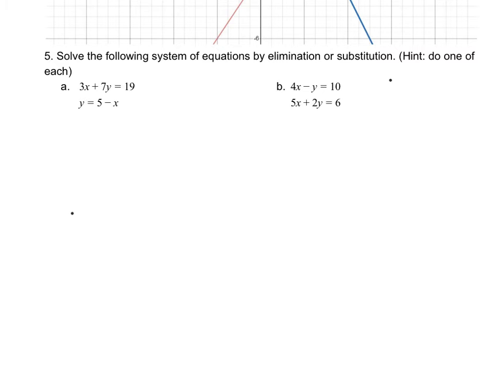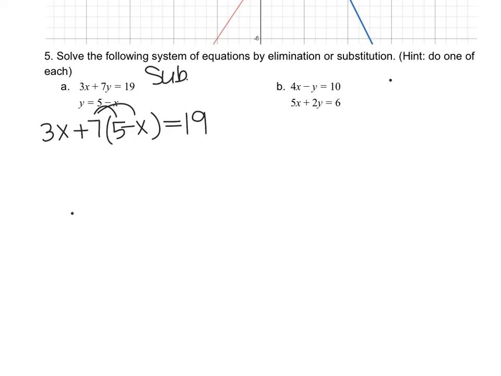Our first system is 3x plus 7y equals 19 and y equals 5 minus x. So this is a perfect example to do substitution. So what I'm going to do is I have one of my variables already isolated. I know y is equal to 5 minus x. So I'm going to substitute that equation into the first one for y. So we get 3x plus 7 times (5 minus x) equals 19. Now I have an equation that only contains x that I can solve.